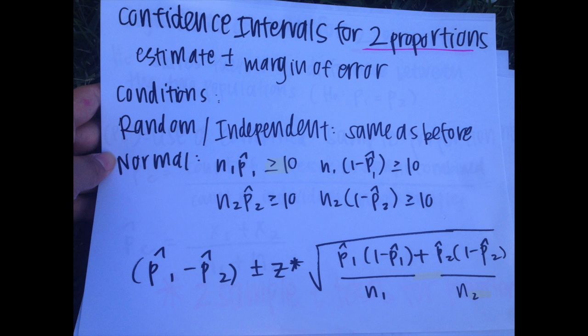Okay, so confidence intervals for two proportions. It is estimate plus or minus the margin of error, and the conditions that you have to check, random and independent, are the same as before, and for normal, you have new stuff to check, which is shown, and then at the bottom is the estimate plus or minus the margin of error.